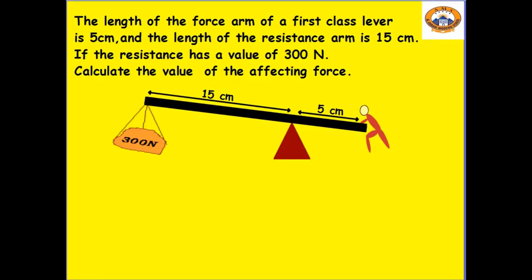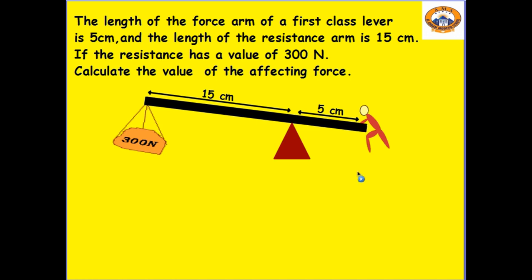Let's take an example. Read this problem. The length of the force arm of a first class lever is 5 centimeters, and the length of the resistance arm is 15 centimeters. If the resistance has a value of 300 Newton, calculate the value of the affecting force or the effort force. Here, since it's a first class lever, we have the fulcrum in the middle between the resistance and the effort force or the man.